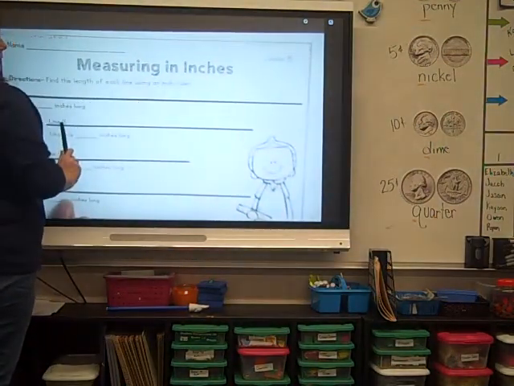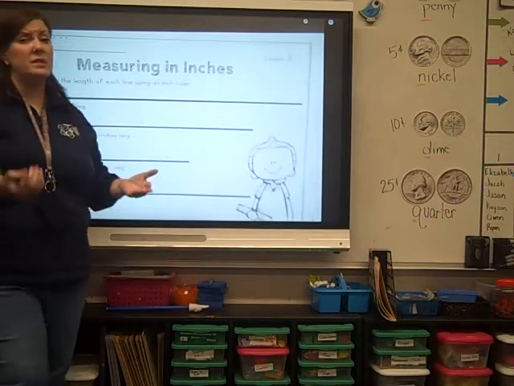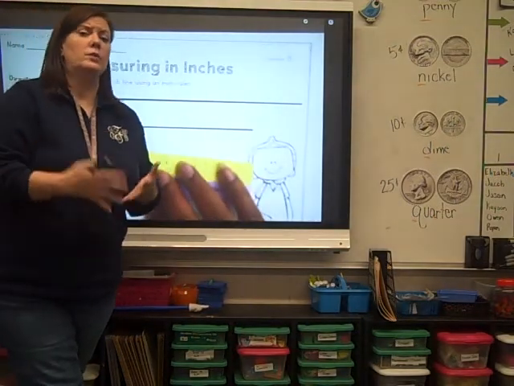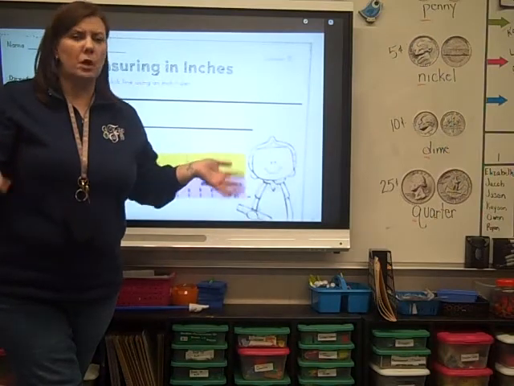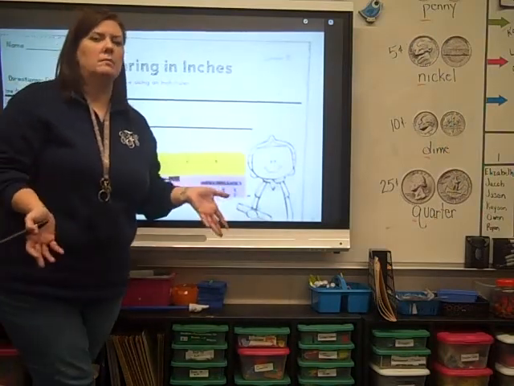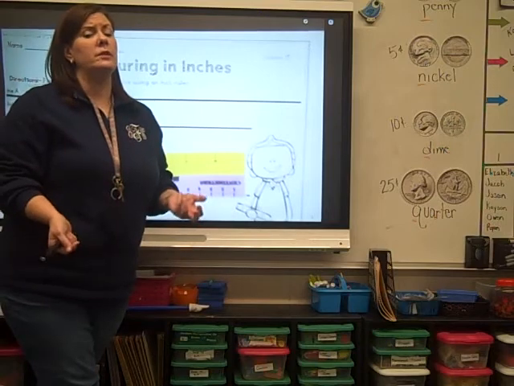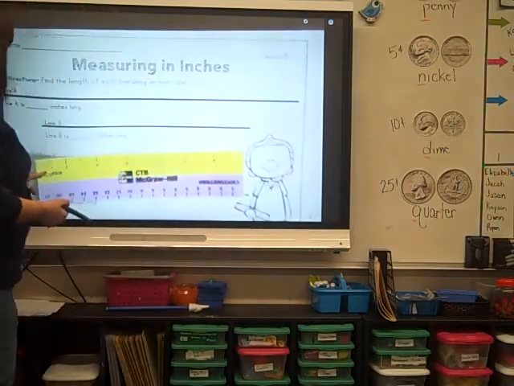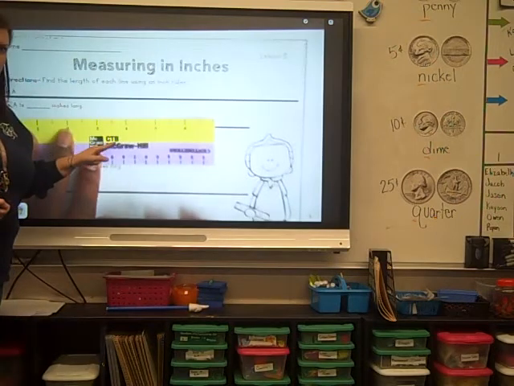Line using the inch ruler. So now guys, your ruler is kind of small. So I'll show you how to do it with a little ruler. If you've got a bigger ruler, go ahead and use that. That's okay. But if all you've got is the little ruler, I'm going to show you how to do it. So we got to line it up. So make sure you're on the inches side. It's the lighter side, okay?